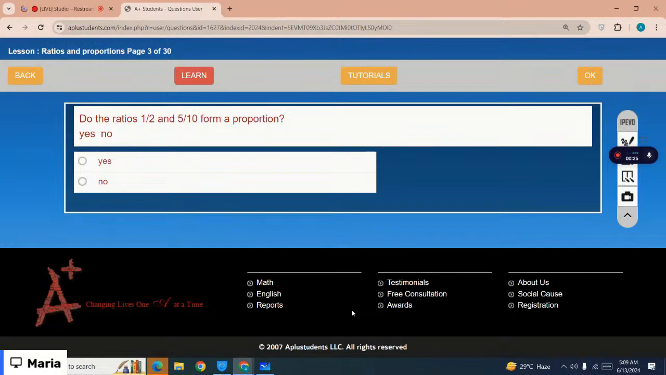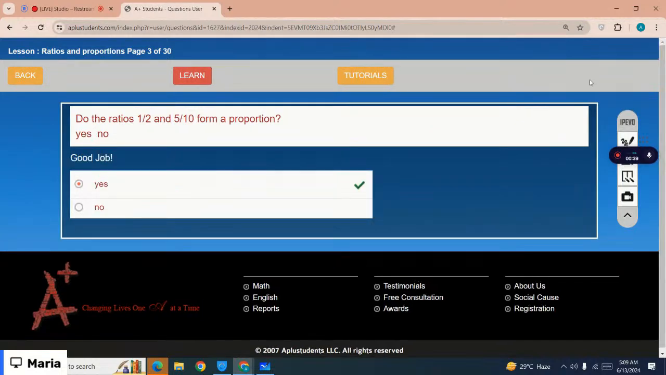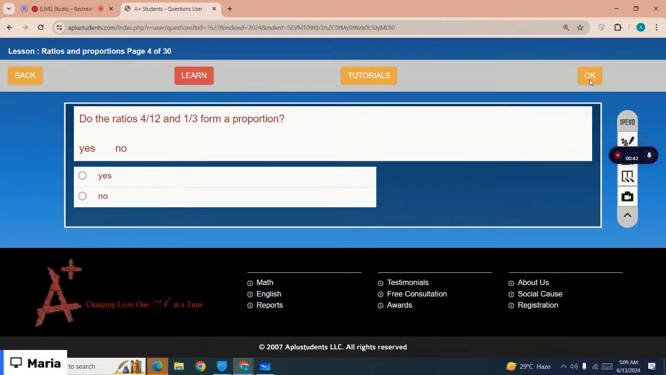Do the ratios 1 by 2 and 5 by 10 form a proportion? The correct option is yes, they form a proportion, right? If you make their denominator common, they are exactly equal. So the correct option is yes, they make a proportion. Do the ratios 4 by 12 and 1 by 3 form a proportion? So which is the correct option?